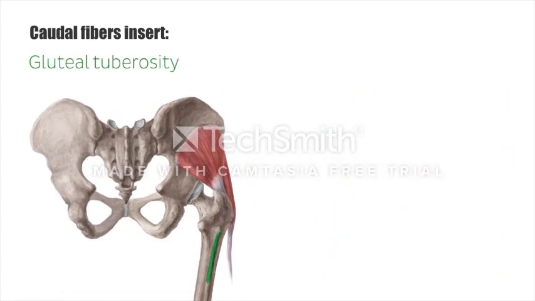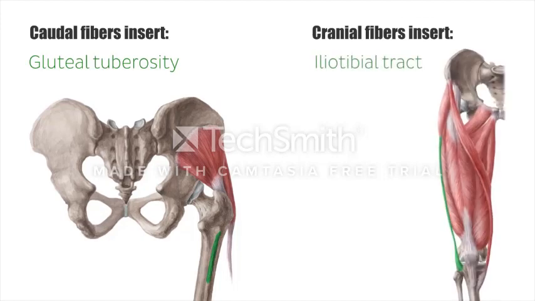On the contrary, the cranial fibers go over into the iliotibial tract, a strong fibrous band at the outside of the thigh, inserting at the lateral condyle of the tibia.